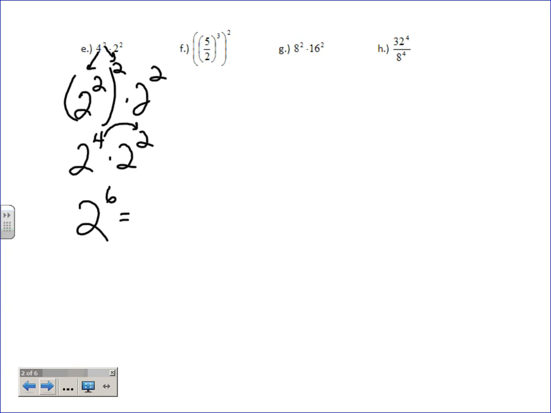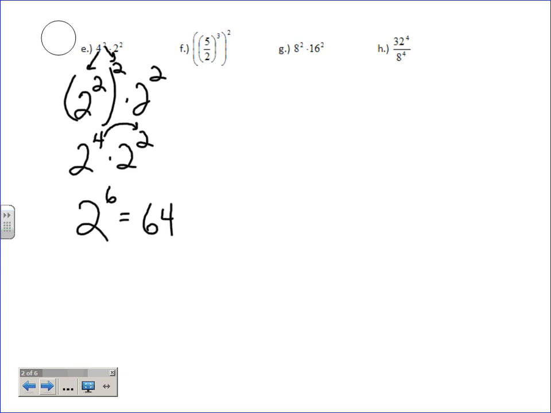I heard it. 64. Okay, so do you agree that 2 to the 6th is 64? The only reason I did 64 is so that I can show you the other method of doing this one. Okay, so everybody's good. Get the bases the same, and then you can use a lot of those rules, right?